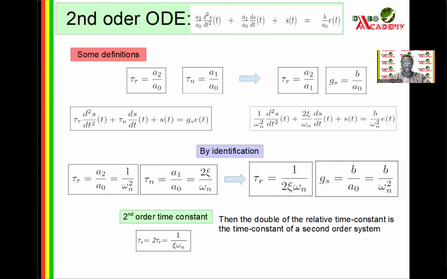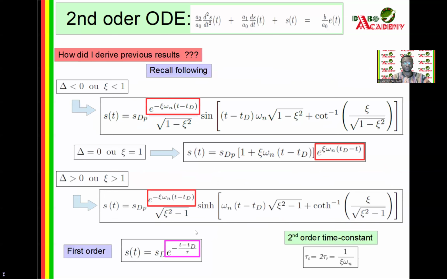If you have the last one, that is the system that is overdamped, so damping ratio greater than 1, you have two real time constants. In this paradigm, I defined one time constant for our second order system. So what is the impact of this? We are going to see it.